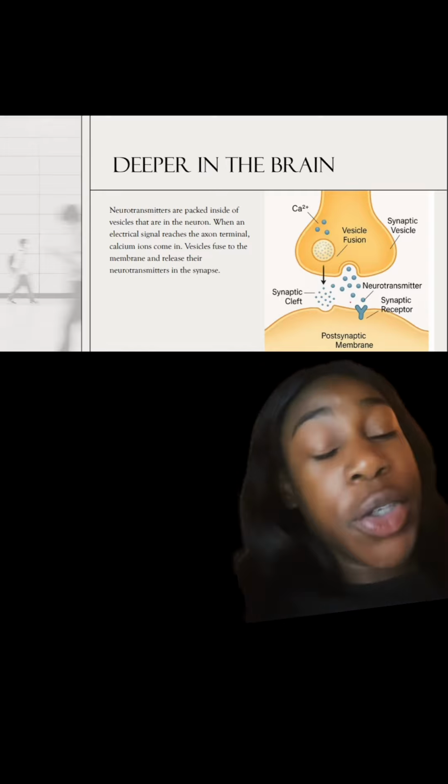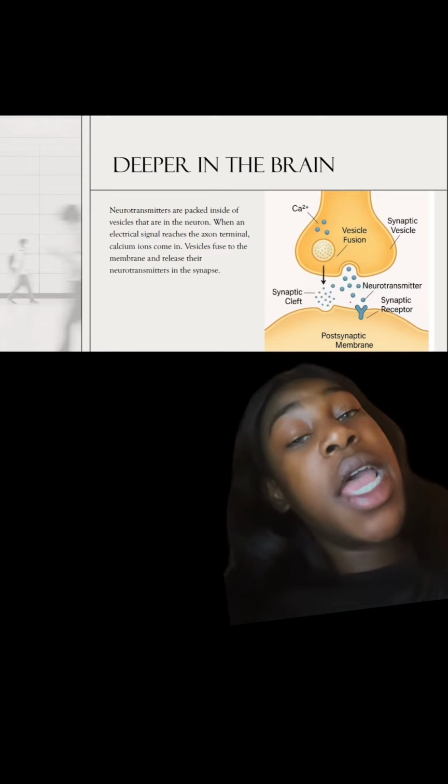So basically, neurotransmitters are packed inside of vesicles that are in the neuron. When an electrical signal reaches the axon terminal, calcium ions come in, and vesicles fuse to the membrane and release their neurotransmitters into the synapse. Calcium acts as a catalyst for vesicle fusion.